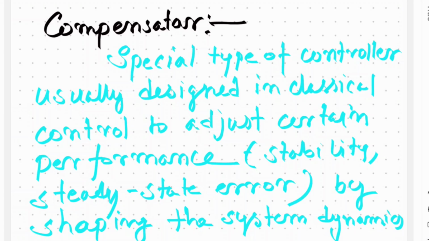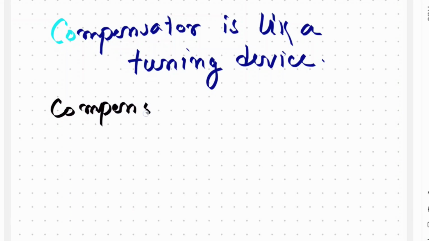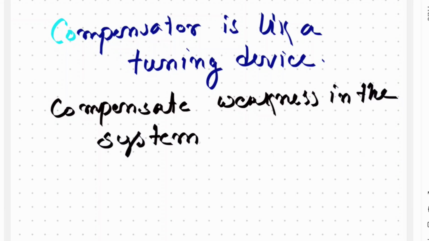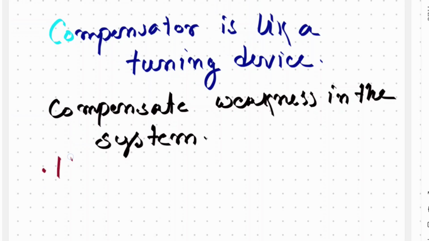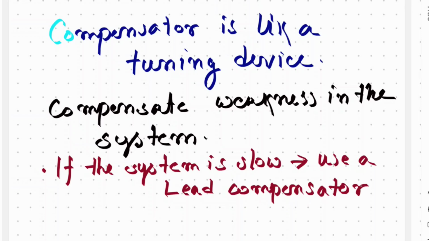Now conceptually we will understand what is a compensator. A compensator is not like a full brain, it's like a tuning device. Its purpose is to compensate weakness in the system. Like if the system is slow, in that case use a lead compensator to speed it up.